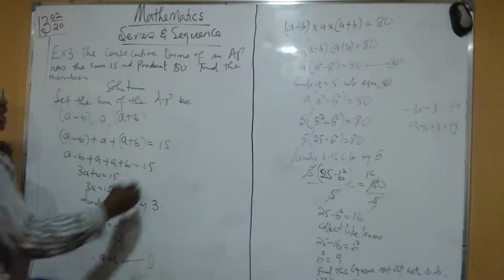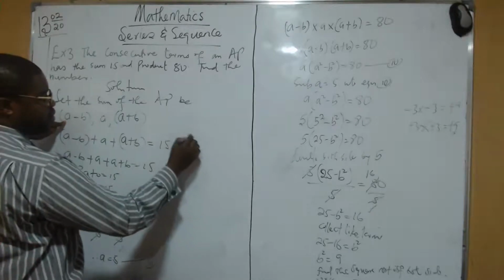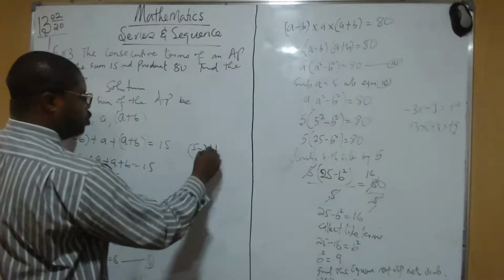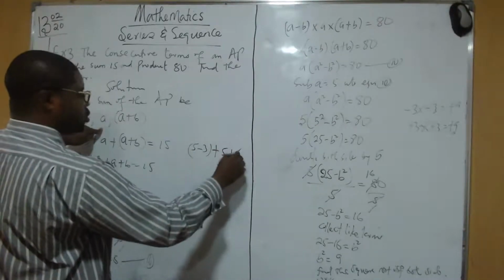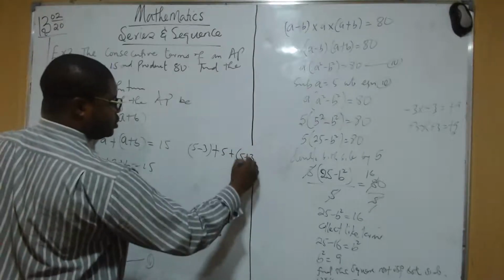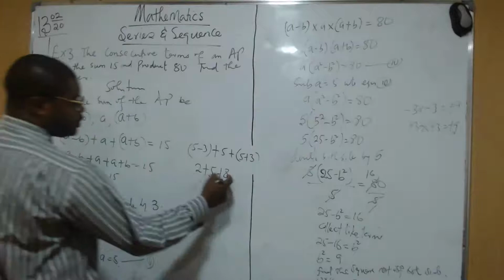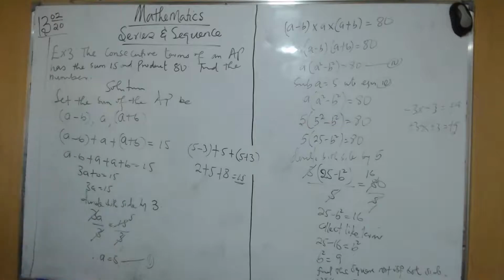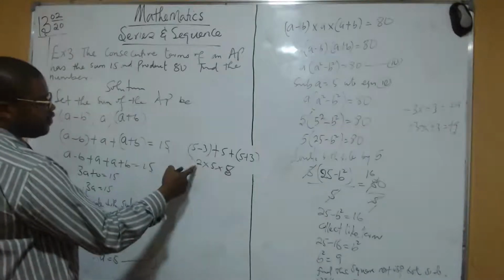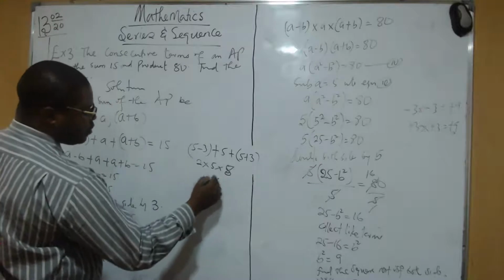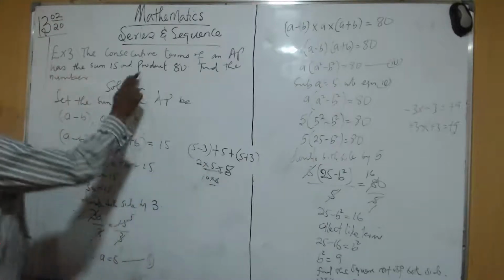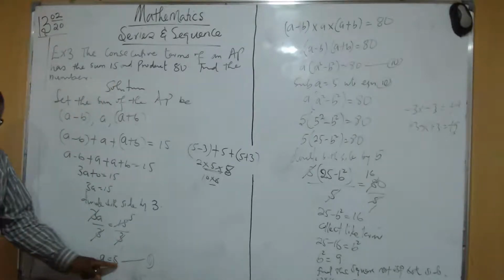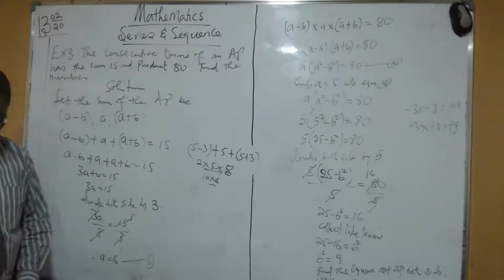Let's see if our answer is right. Having a now, a is 5 minus b, our b is 3, plus our a is 5, plus 5 plus our b is 3. That gives 2, 5, 8. 2 plus 5 plus 8, we have 15. The sum of the AP is 15. Now the product, let's see. 2 times 5, we have 10. 10 times 8, we have 80. The product is 80. So the numbers of the sequence are 2, 5 and 8.